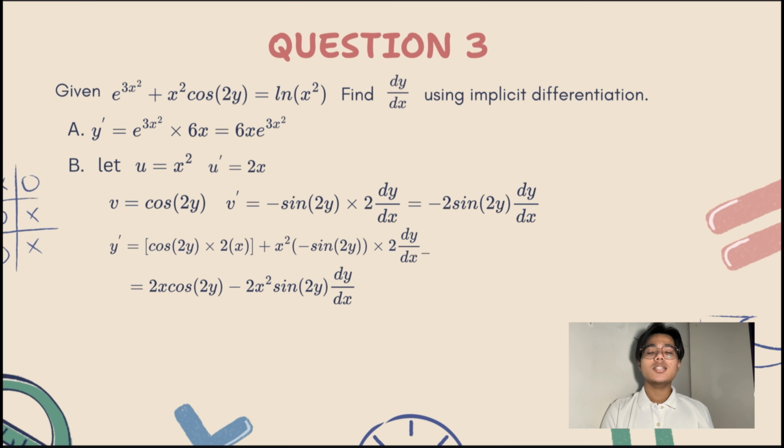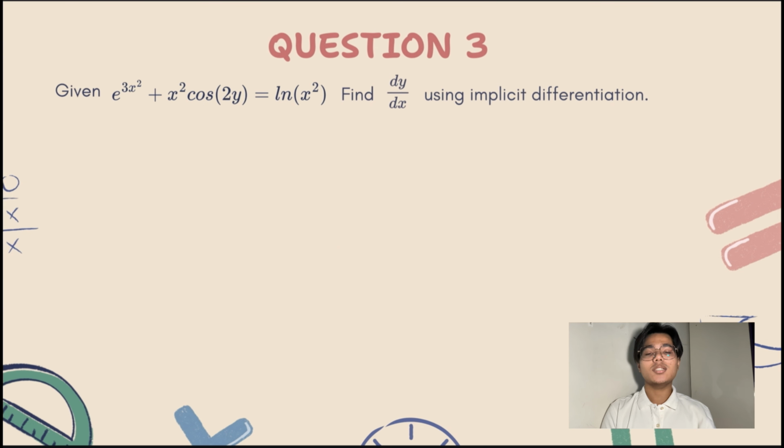So arrange it. 2x cos 2y minus 2x squared sine 2y dy dx. So now for last group, ln x squared, you guys have to differentiate it. But before that, you guys have to bring the power of 2 to the front. So y equal to 2 ln x. And now it's time for you guys to differentiate it. Y prime equal 2 over x.